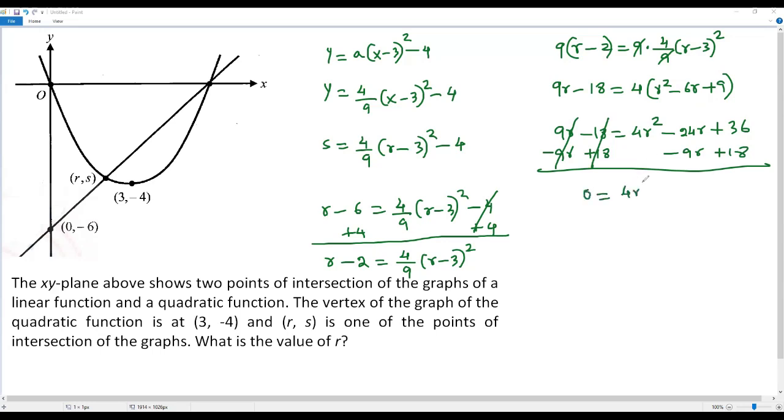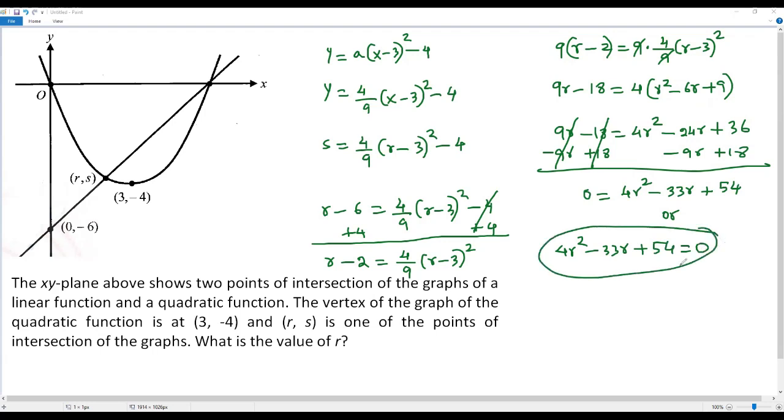So we have 4r square. When I combine negative 24r and negative 9r, I am getting negative 33r. And here when I add positive 36 and positive 18, I am getting positive 54. Or the same equation can be written as 4r square negative 33r positive 54 equals to 0. Okay, here we have a quadratic equation.